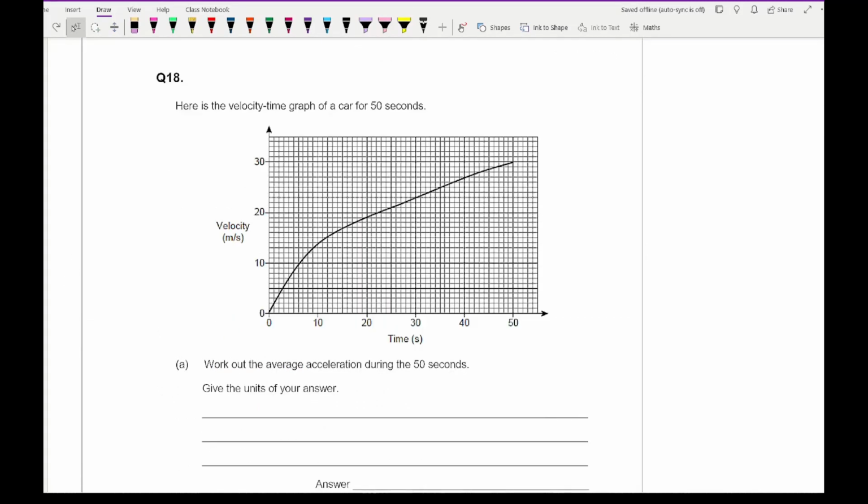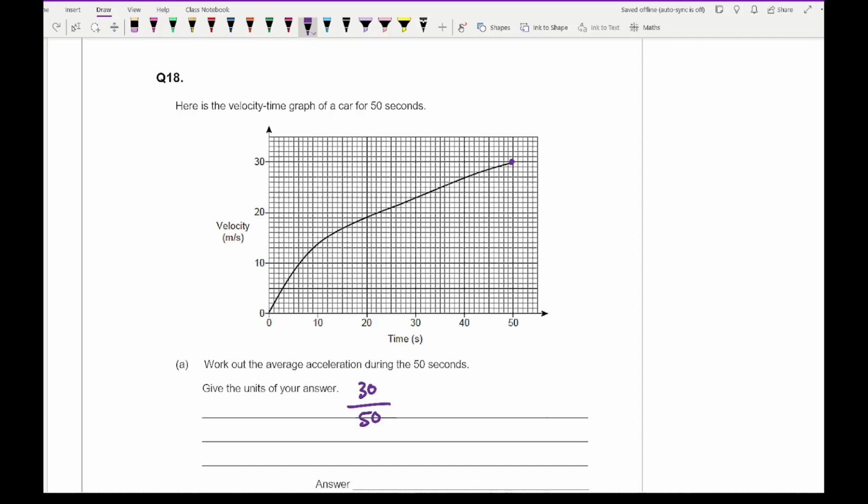Now question 18 says here is a velocity-time graph for a car for 50 seconds. It says work out the average acceleration during the 50 seconds. Give the units of your answer. For this, what we need to do is work out the gradient. It's going up from 0 to 30 over 50 seconds, so I do 30 divided by 50.